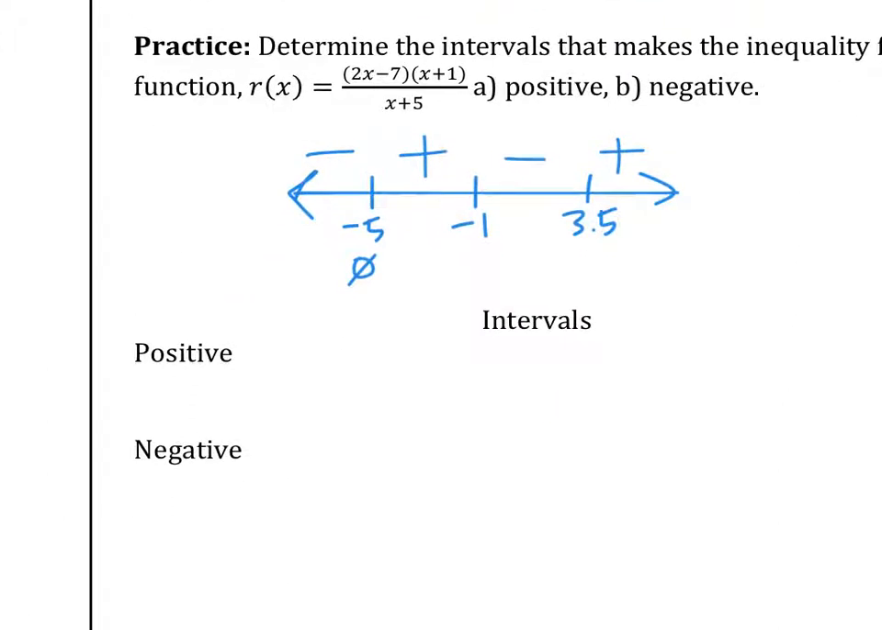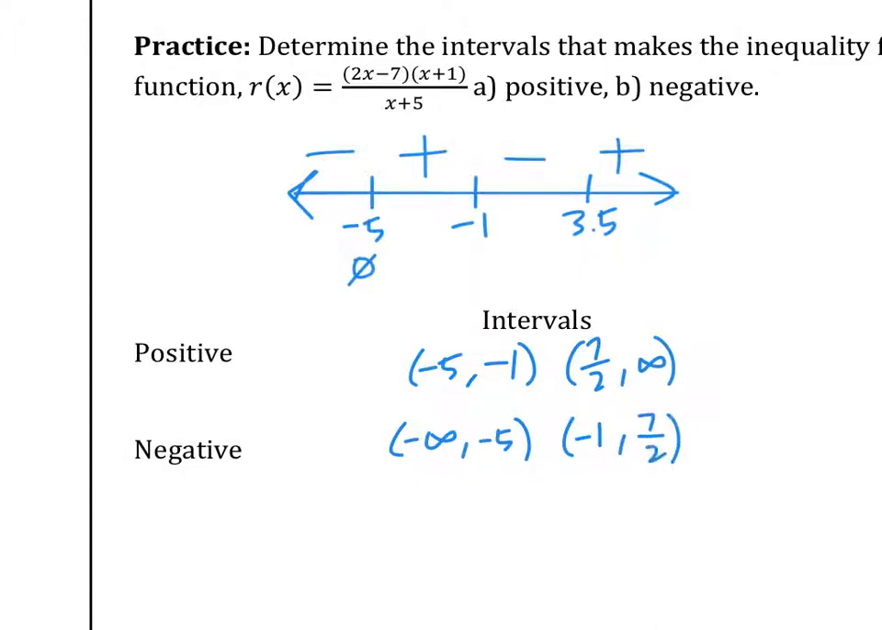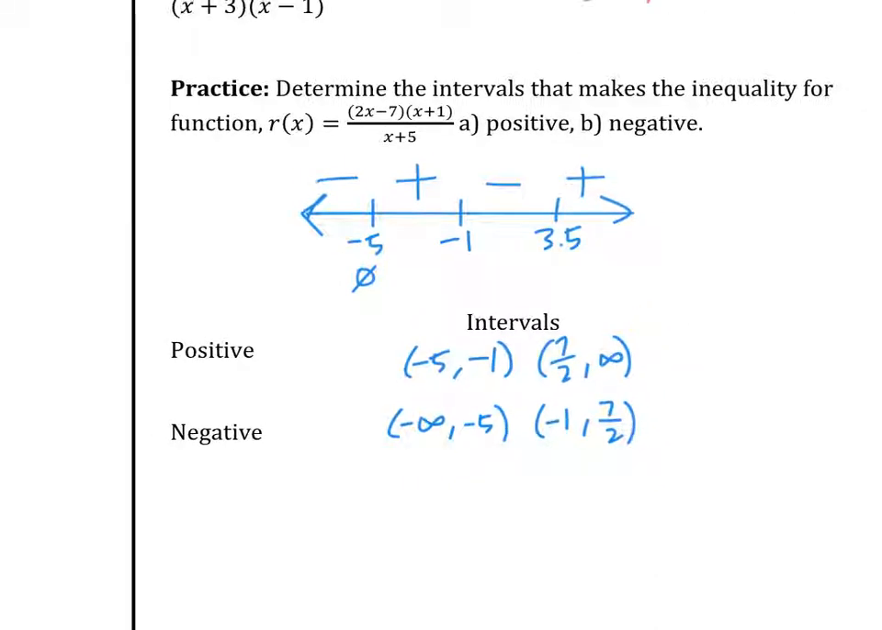All right. Allison, can you tell us which one is positive? -5 to -1? Okay, and then? Okay. And then Josh, which one is negative? -5, -1, 7/2. 7/2. Good.